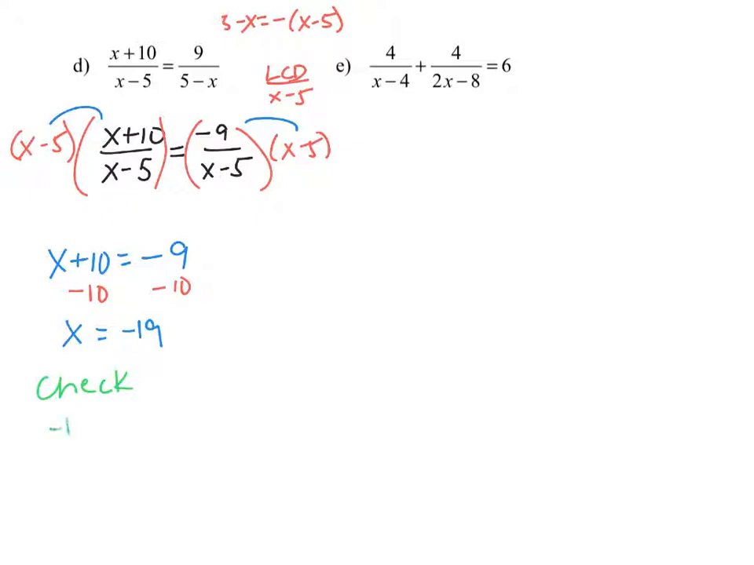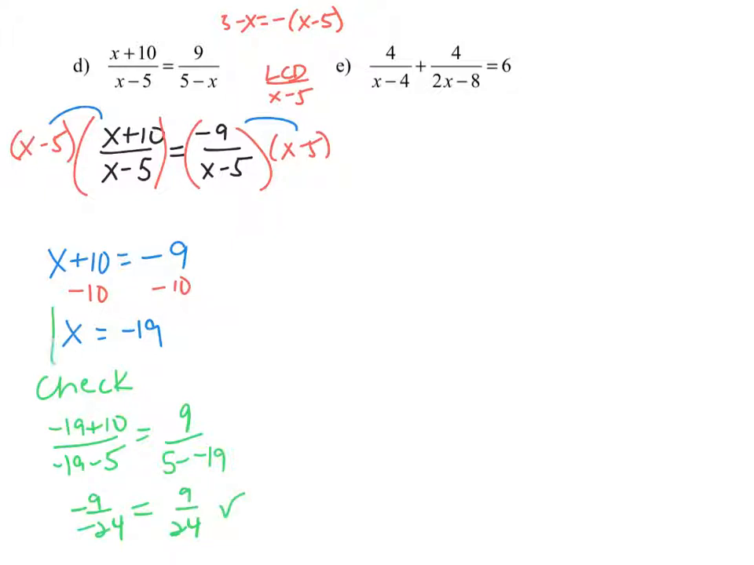So we get negative 19 plus 10 divided by negative 19 minus 5 will equal 9 over 5 minus negative 19. We simplify this to check to get negative 9 over negative 24 on the left side and 9 over 24 on the right side. Since negative divided by negative is a positive, we know that both sides are equal. The equation is balanced, so we know that x equals negative 19 is a solution to that rational equation.